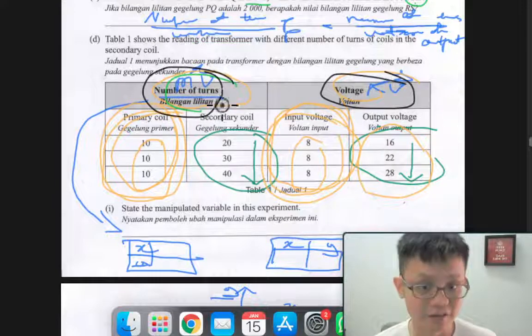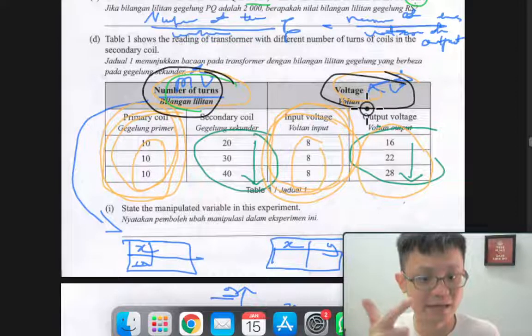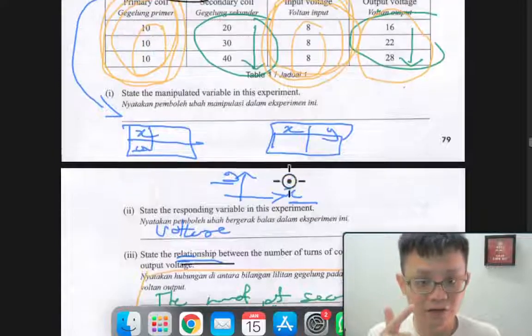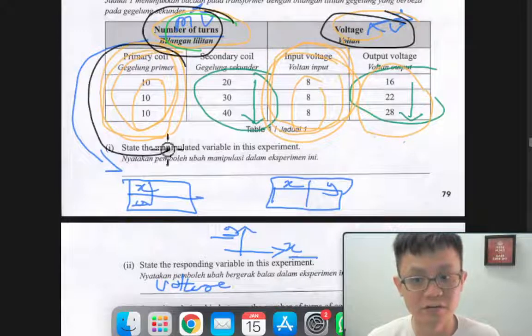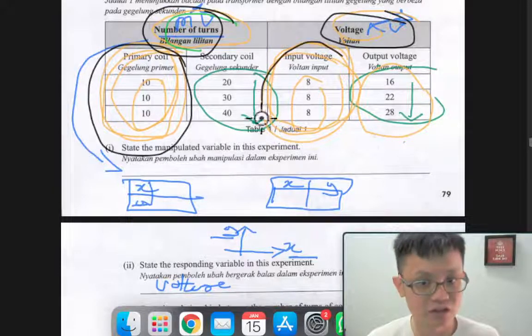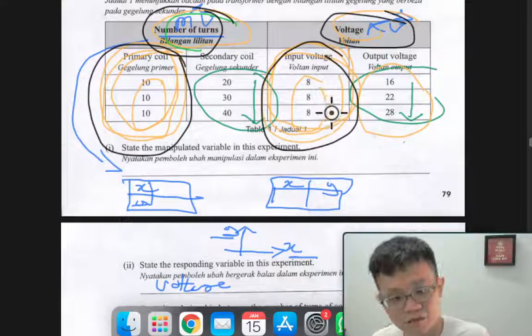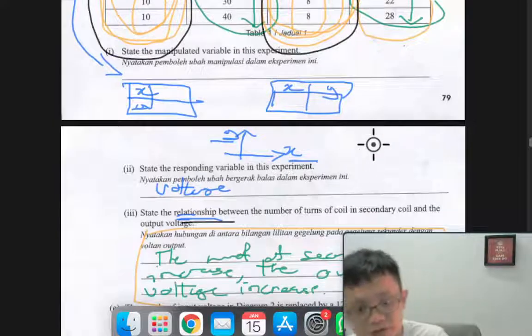After you find the variable, you should get the hypothesis: if the number of turns increases, the output voltage increases. Because you have the variable, sure you can get the hypothesis. The hypothesis is the relationship. After that, from here one more thing you can find out is the constant variable: something that you cannot change in this experiment in order to make sure that the design of the experiment is valid and reliable.